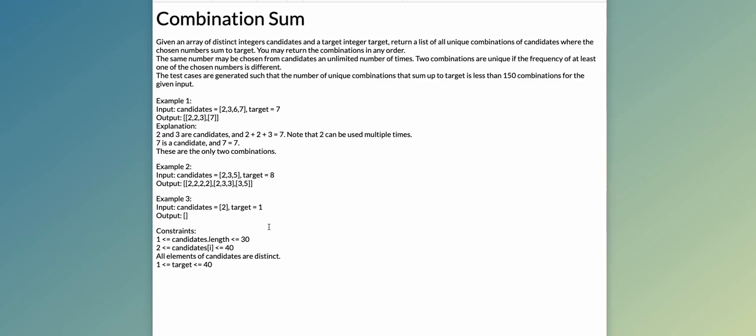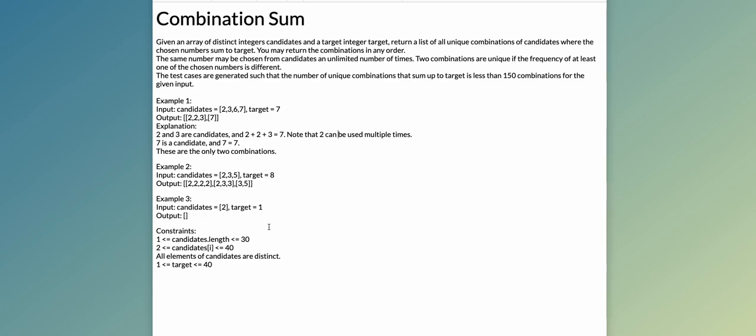The question is Combination Sum. You are given an array of distinct integers and a target integer, and we have to return all the unique combinations of candidates chosen to get the sum to target. You can choose combinations in any order. The same number may be chosen an unlimited number of times. Two combinations are unique if the frequency of at least one of the chosen numbers is different.